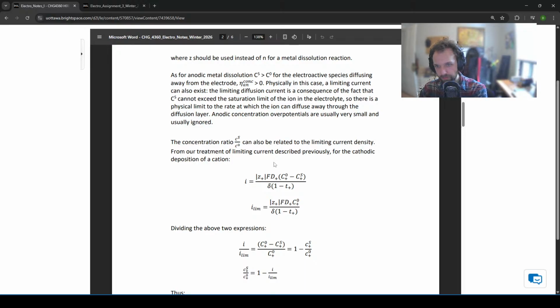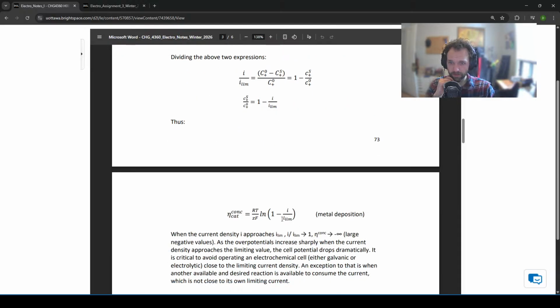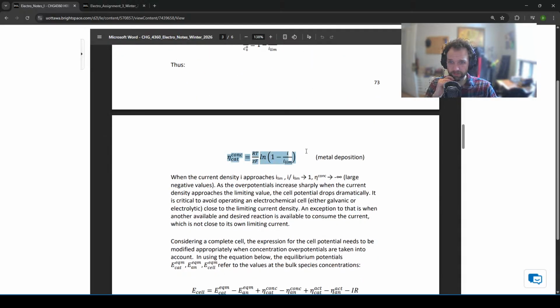The concentration ratios can be related to the limiting current density from our treatment of limiting current density prescribed previously for the cathodic deposition of an ion. We get these expressions, and then dividing the two above expressions, we get this relationship. And thus we can have the overpotential expressed in terms of current and limiting current instead.